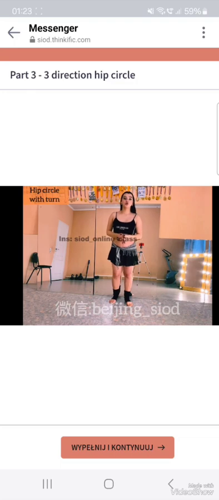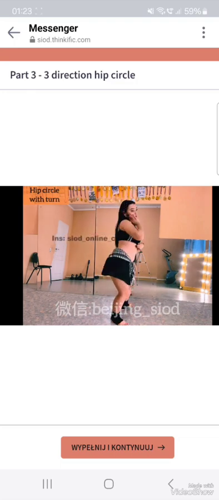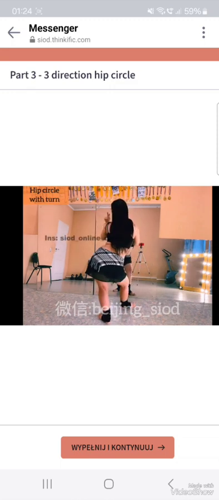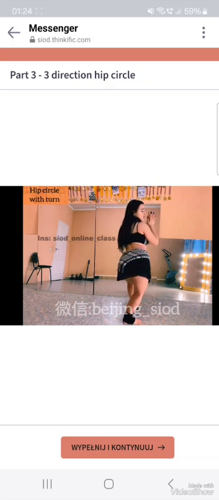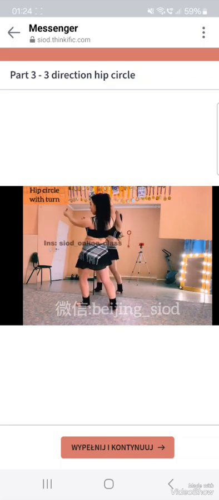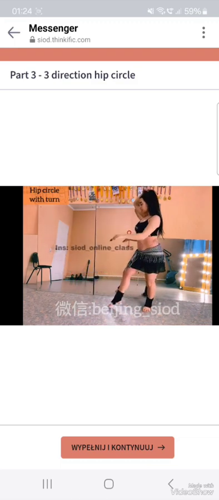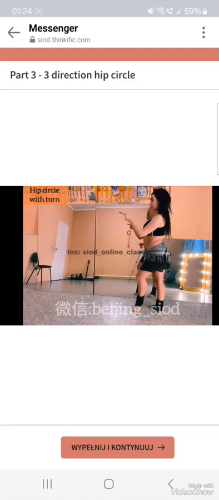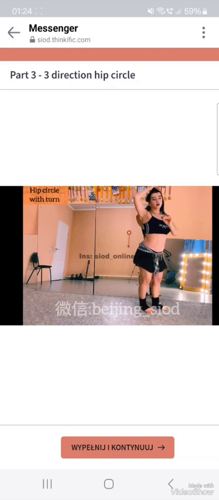Now I will try to show this movement in a quicker way. 1, 2, 3, 4. 1, 2, 3, 4.